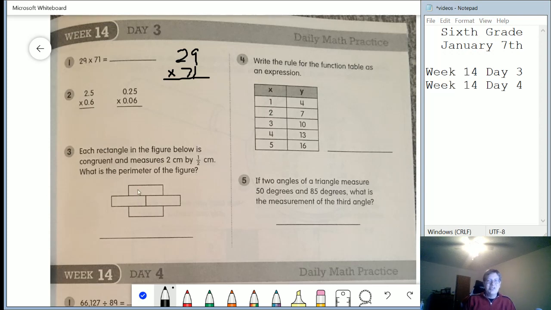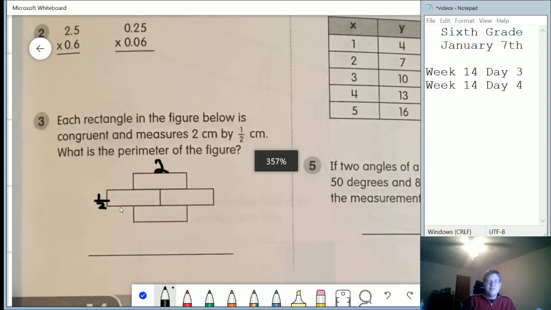Number 3, I dislike some of these. I'm going to give you a little bit of help again. The outside, so like this part here, the long part is going to be 2 centimeters. This one would be 2. The sides are going to be worth 1.5. So let's say this one is worth, sorry, not 1.5, but 1/2. Let's zoom in a little bit more.